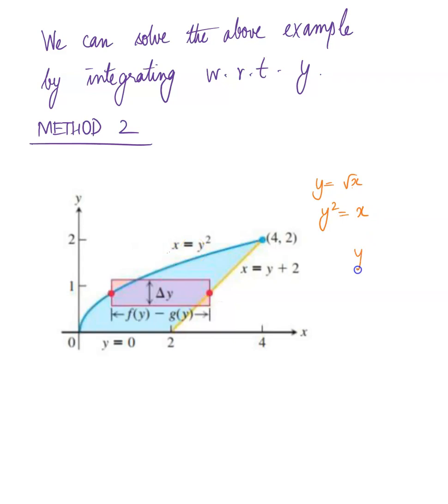And the other one was y equals x minus 2, so you solve this for x. So x equals y plus 2. And that's what you have here and here, right? You've rewritten everything in terms of, let me clear this, in terms of x.